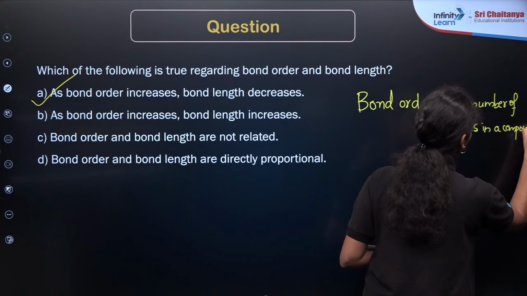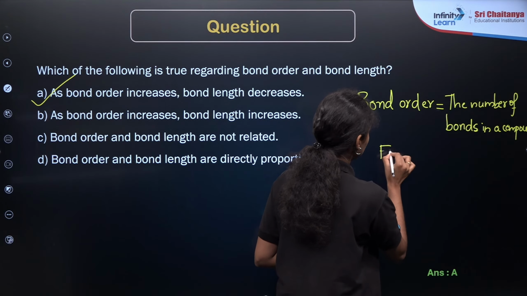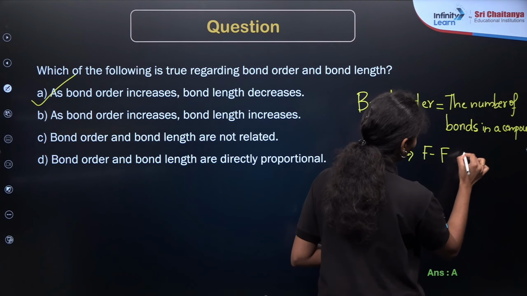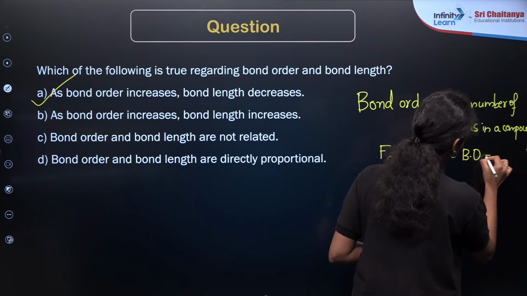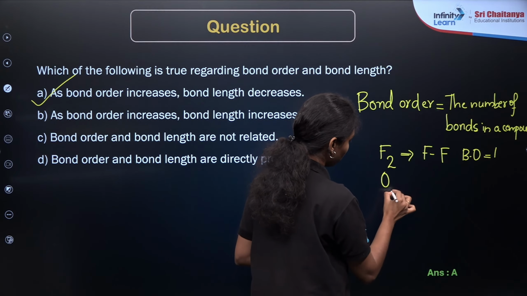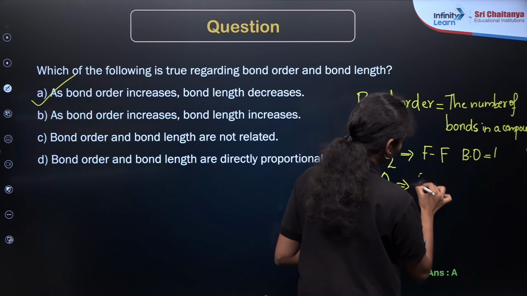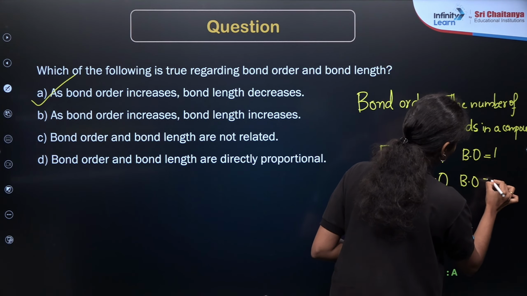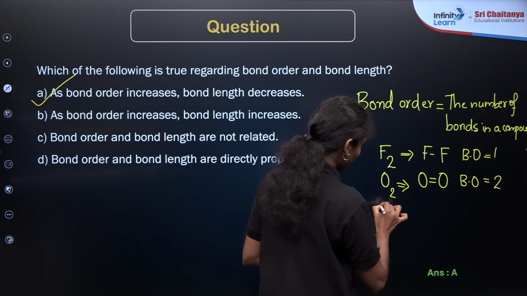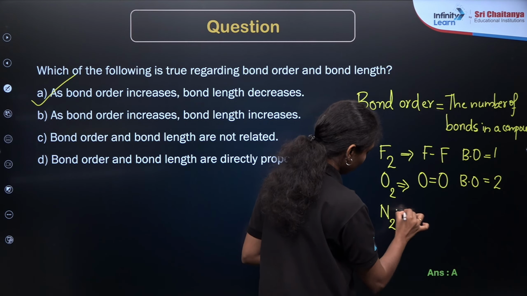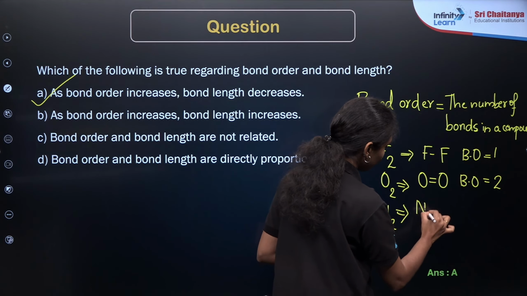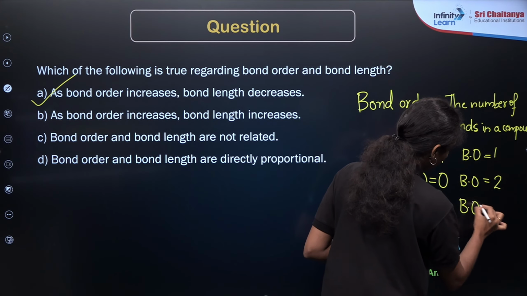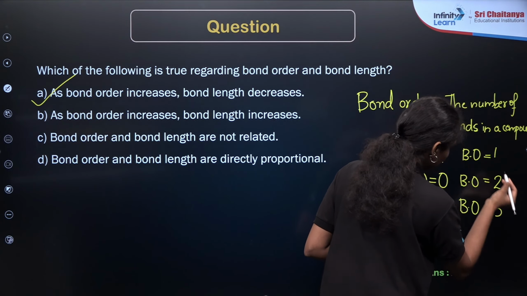So for example, if you are taking the fluorine molecule, F2, as we already know, it is formed by a single bond between the two fluorine atoms. So bond order is equal to 1 here. Then in the case of the oxygen molecule, there is a double bond between two oxygen atoms. So bond order is equal to 2 here. Then in the case of the nitrogen molecule, N2, there is a triple bond between two nitrogen atoms. So bond order is equal to 3 here. So this is the increase in bond order.